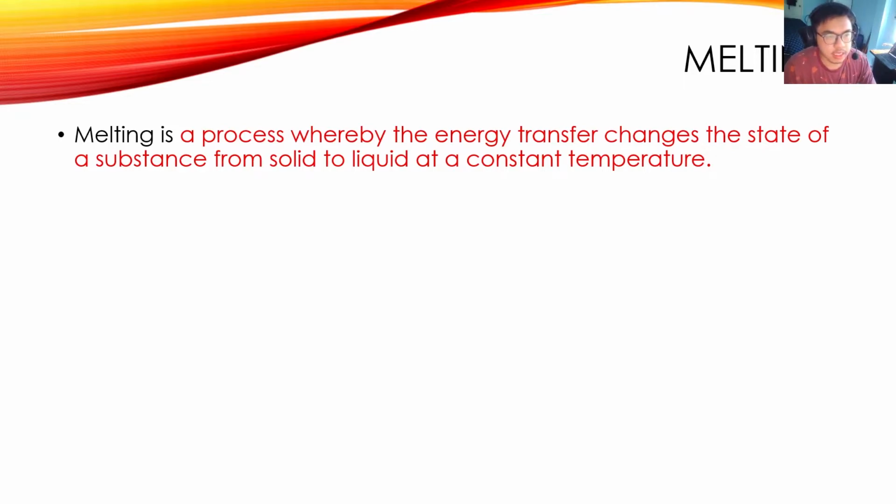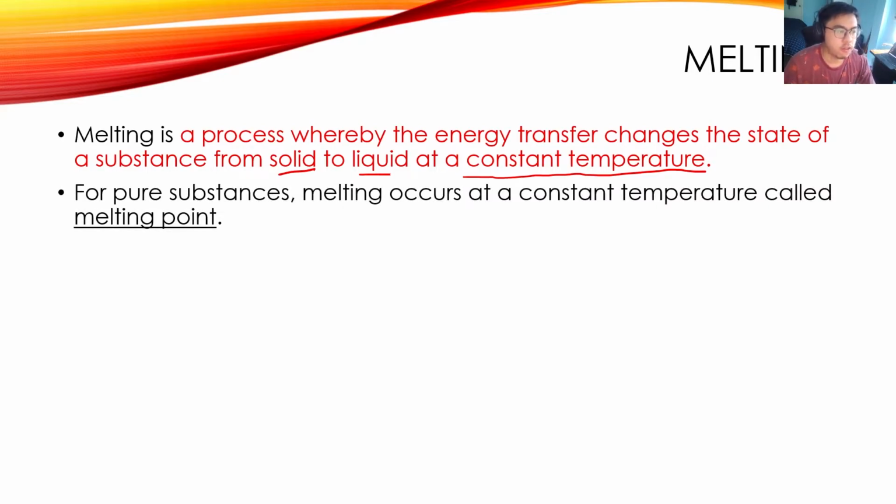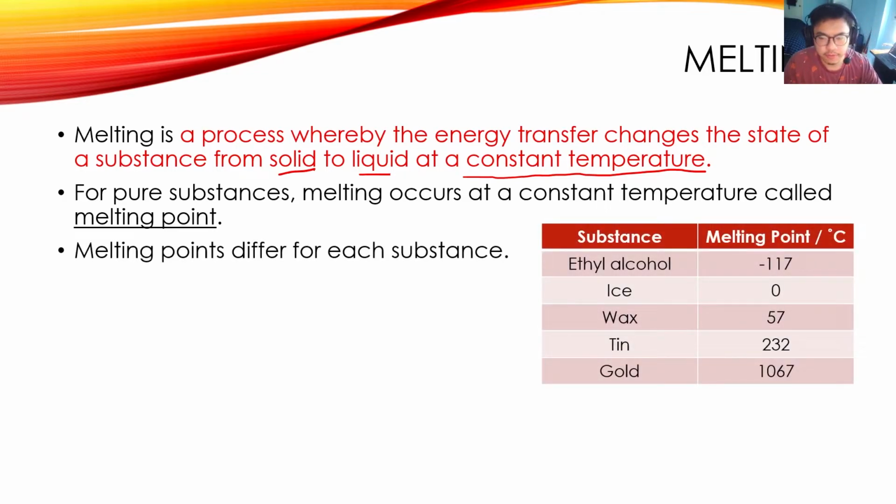So melting is defined as the process whereby the energy transfer, so the heat energy that we use, changes the state of a substance from solid to liquid. And very important, this happens at a constant temperature. Okay, so melting always happens for a certain period of time, and during this period, the temperature doesn't change, it's constant. So for pure substances, melting occurs at a constant temperature called the melting point. So each substance has a different melting point, and we are very familiar with water or ice. Ice has a melting point of 0 degrees Celsius. Gold, on the other hand, has a very high melting point.